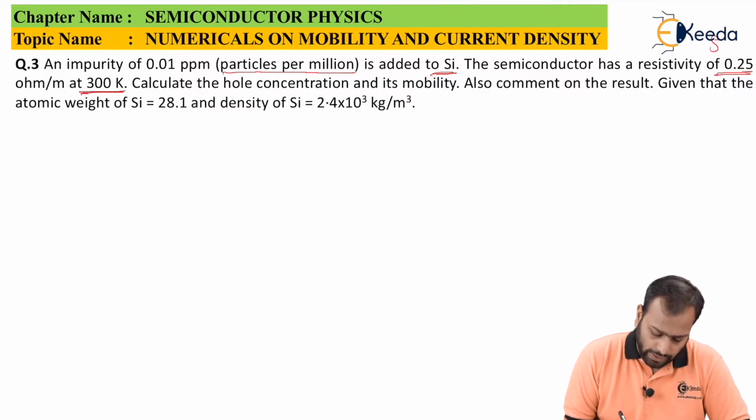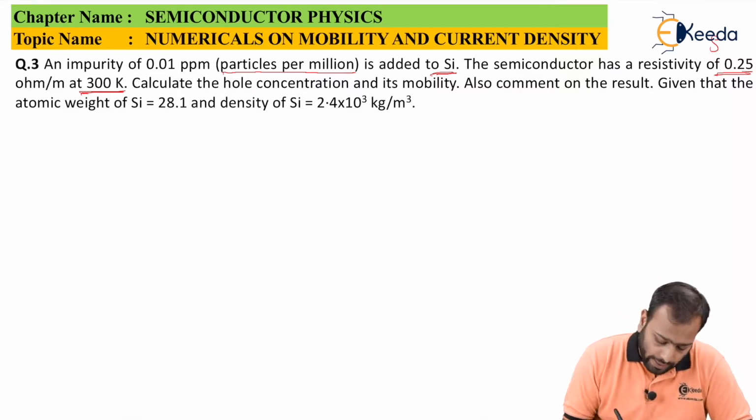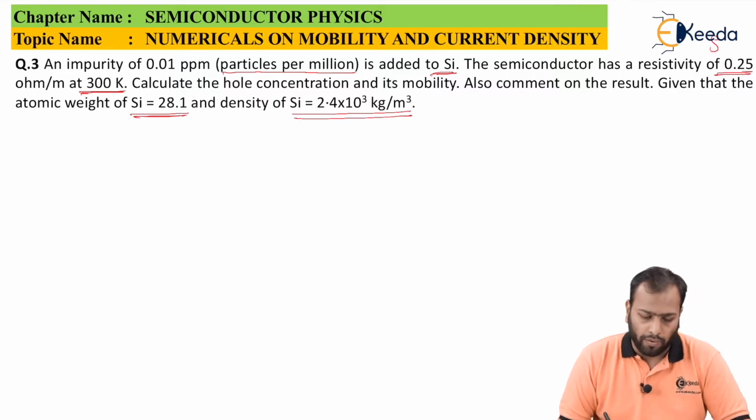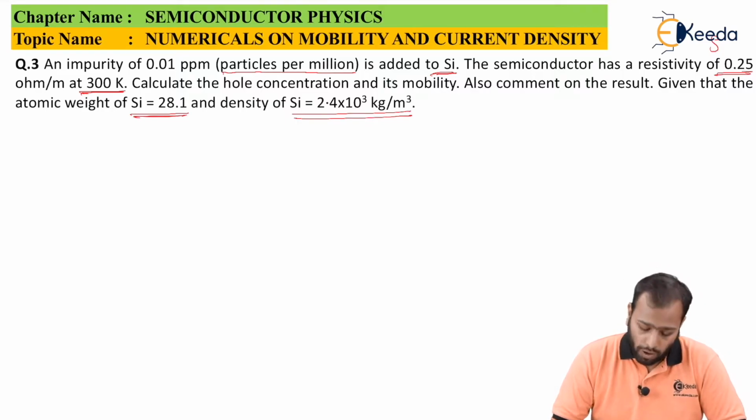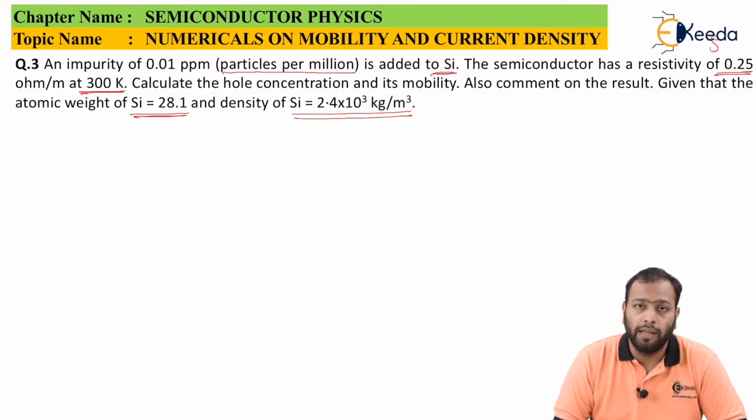Temperature is 300 Kelvin. Calculate the hole concentration and its mobility, and we also have to comment on the result. The given data are the atomic weight of silicon and the density of silicon. Now, the very first thing, we need to find how many atoms are present per meter cube of silicon.